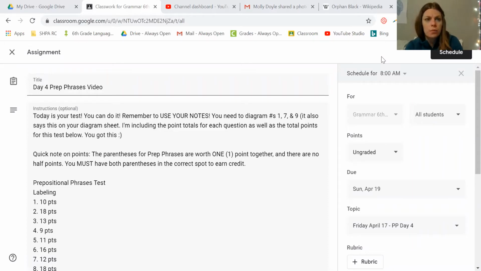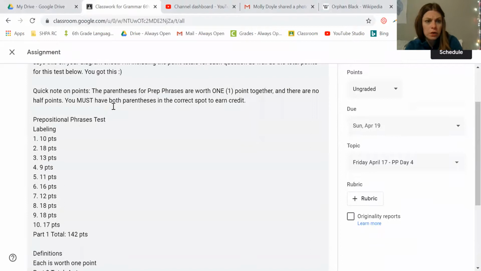And that's usually going to be the majority of your points. So here are the point totals for all of those questions, 1 through 10. A quick note on points, the parentheses in prepositional phrases from now and forever, them together as a unit are 1 point. So if you have one parenthesis in the correct spot, but the other one is either absent or is somewhere it shouldn't be, you just missed the point for that, because the parentheses function as a unit. So you can't just have a half point. They are 1. They just happen to be separated, but they exist as 1 point. Okay, so you have to have both parentheses in the correct spot for credit for that.